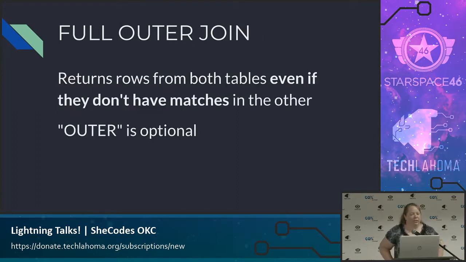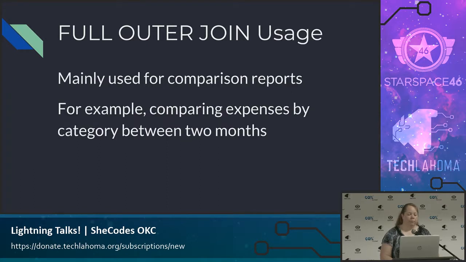Full outer join is maybe not as common, but it can be really useful for reports. It's when we want to see all the rows from both of the tables we're joining, even if they don't have a match in the other table. And again, the word outer is optional, so I usually just call it full join.